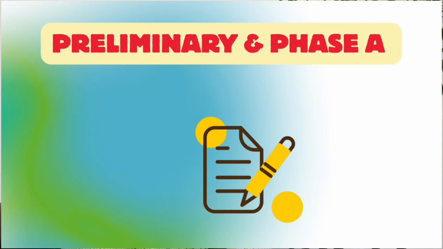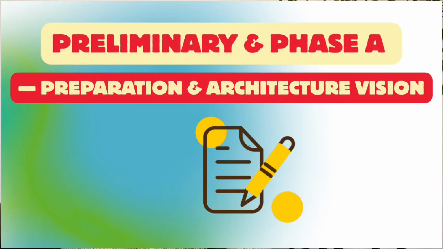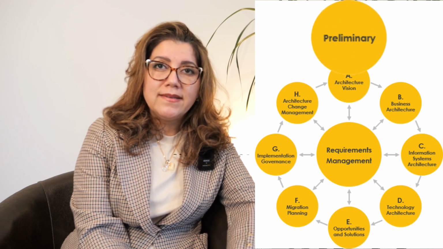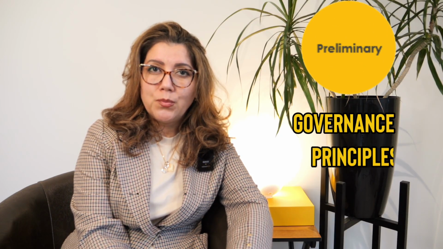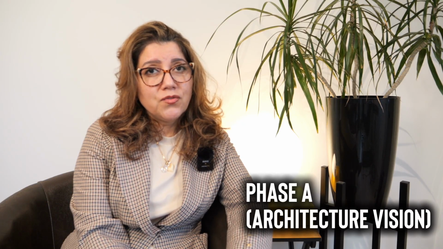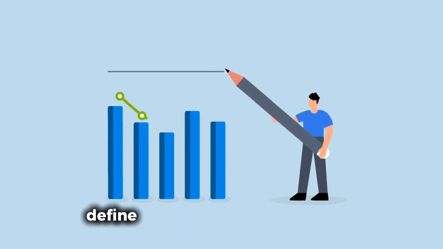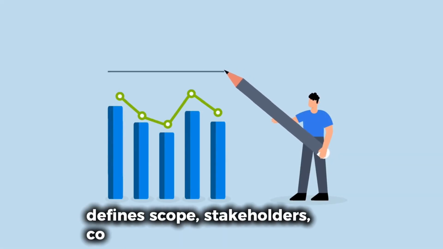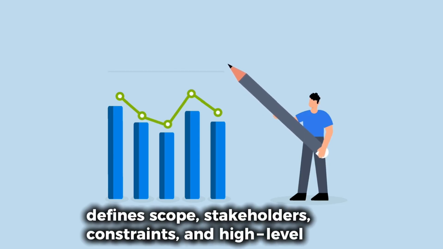We'll begin with preparation and architecture vision, the TOGAF starting point. Preliminary and Phase A: preparation and architecture vision. Preliminary sets governance, principles, and stakeholders. Phase A, architecture vision, defines scope, stakeholders, constraints, and high-level KPIs.